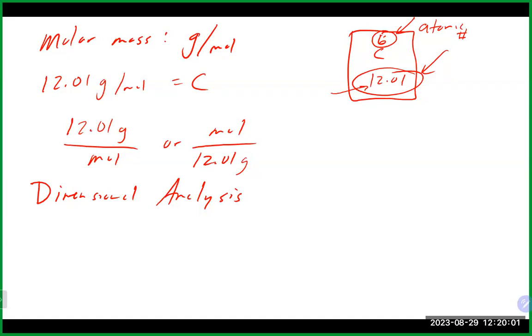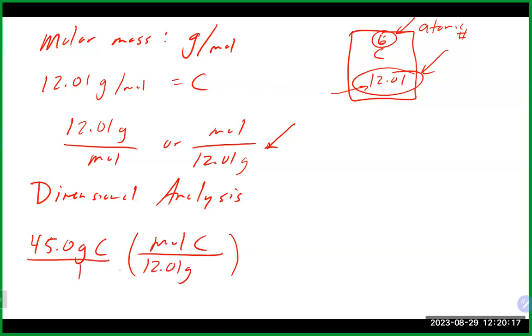So if I had 45 grams of carbon, I want to know how many moles it is. I would use the molar mass in this version, put the 12.01 grams on the bottom, the moles up on top. This is like fractions, right? Grams of carbon divided by grams of carbon cancel. We multiply across the top and divide by whatever's on the bottom, so we take 45 times 1 basically divided by 12.01.